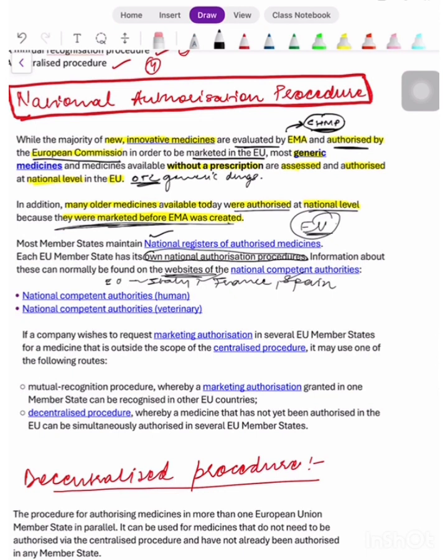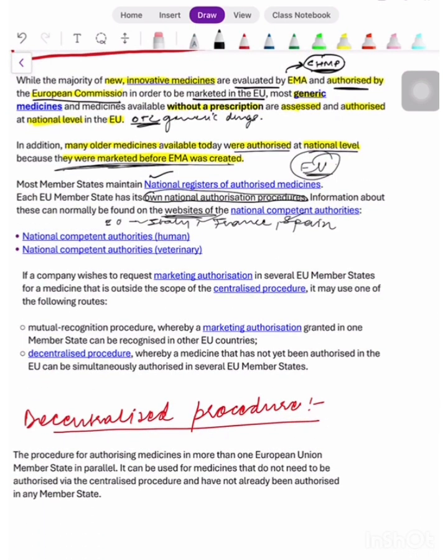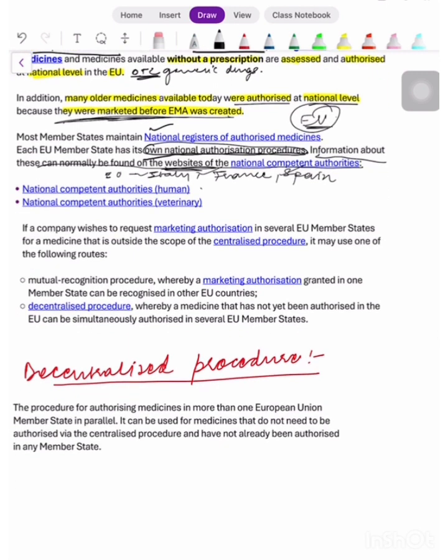So then most member states maintain national registers for authorized medicine, and each EU member state has its own national authorization procedure. उनका खुद का एक national authorization procedure होता है, and the information about these can normally be found on the websites of the national competent authorities. So national competent authorities for human, national competent authorities for animals.